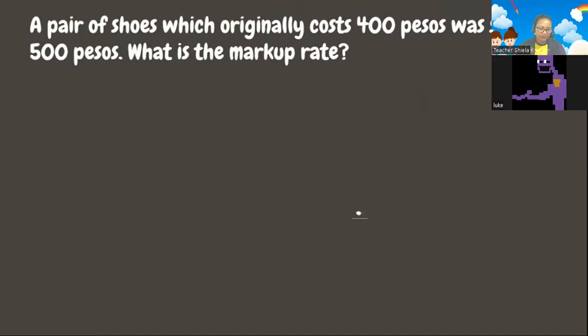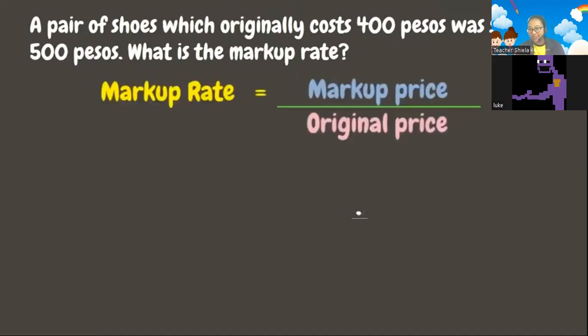Anyway, don't worry. Let me just show you. This is how you can get it. You are correct that you're going to divide. In order to get the markup rate, the percentage, you just have to divide the markup price. What is the selling price again? 500. Okay. And what is the original price? 400. Yes, correct. You clearly understand that. Good job, Luke.